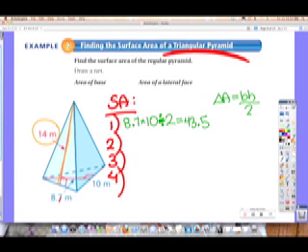So we've got our 14 right there. We need this piece. Do you see that? What is that piece? It's 10 because it's regular. All sides are equal. So for the next one, we've got to do 14 times 10 and then divide that by 2.